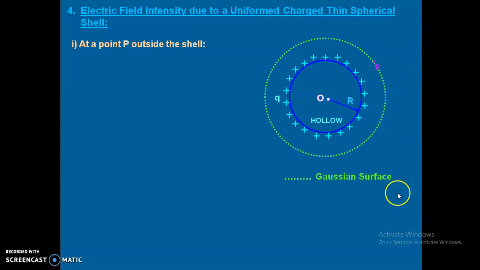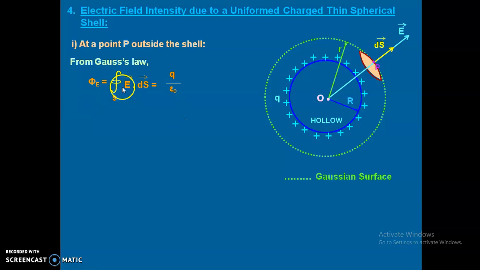Now the Gaussian surface radius we have assumed is small r. Capital R is the radius of the spherical shell. Now let us choose a small area over here so that we can integrate and calculate the net electric field intensity, right? This is the area vector of this small surface area, vector ds, and the electric field intensity is normally outward because of these positive charges. Both are in the same direction and acting at 0° angle.